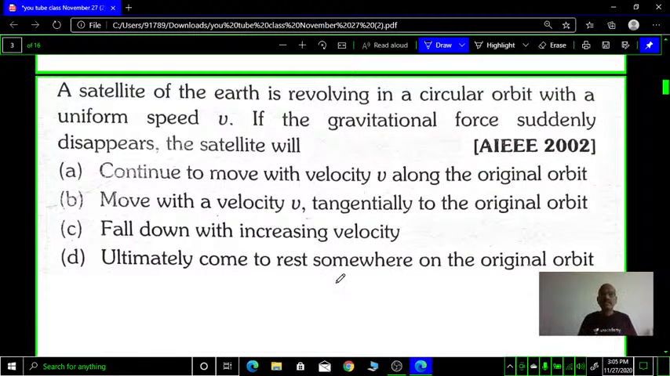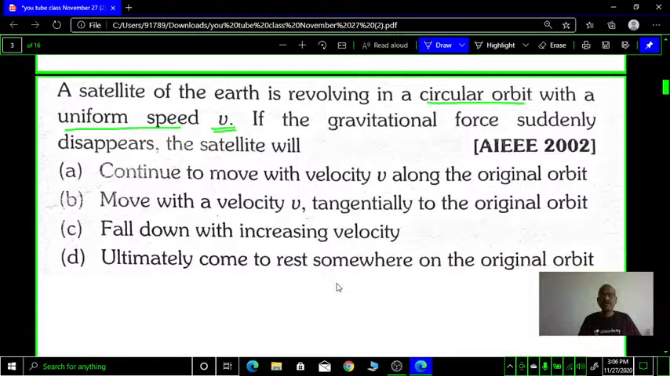A satellite of the Earth is revolving in a circular orbit with uniform speed v. If the gravitational force suddenly disappears, what happens to the satellite? We know we are launching a satellite, and it is revolving in a circular orbit with uniform speed. We know that the gravitational force of attraction between the satellite and the Earth makes the satellite revolve around it. So if the gravitational force suddenly disappears, then what happens?